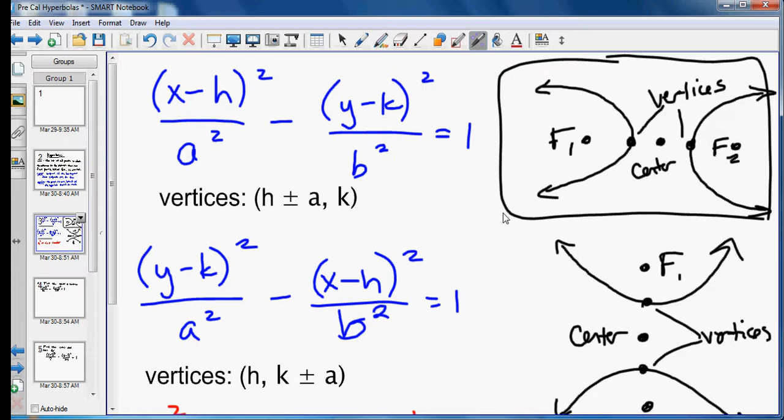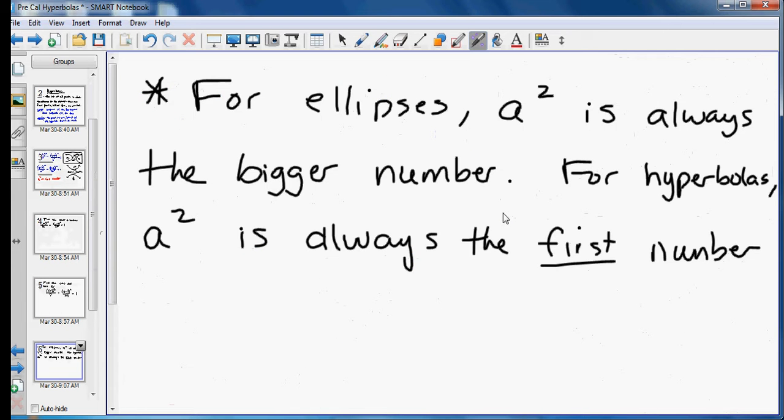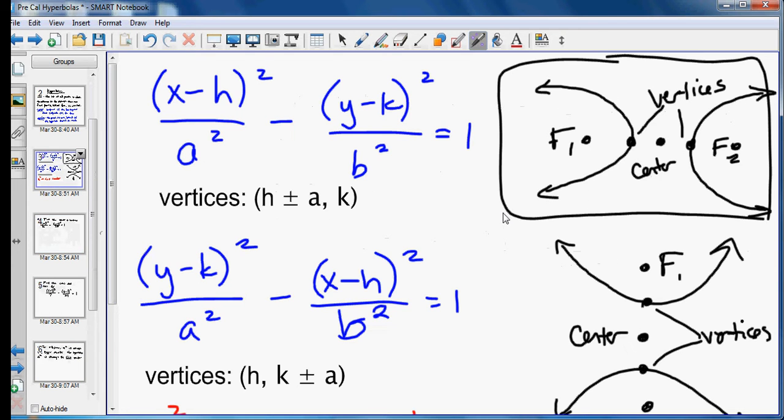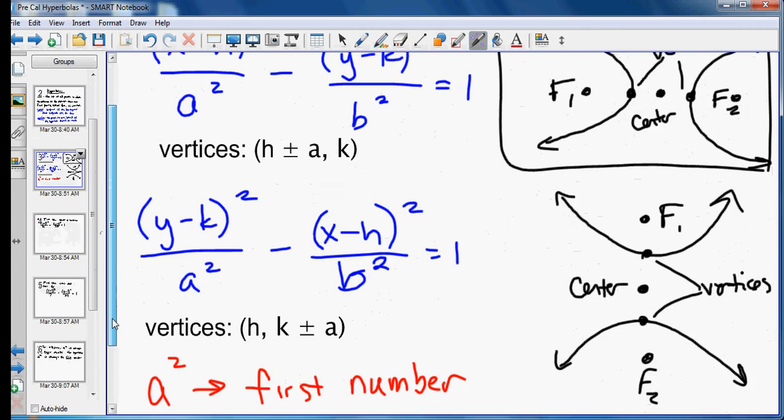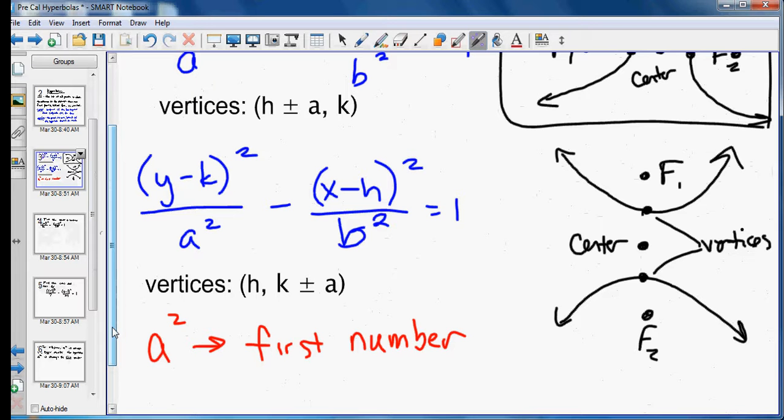And the one down lower, sorry about that. That didn't go where I wanted it to. Let's try this again. There we go. But the one where the hyperbola is facing up and down, that's when the term with y is first.